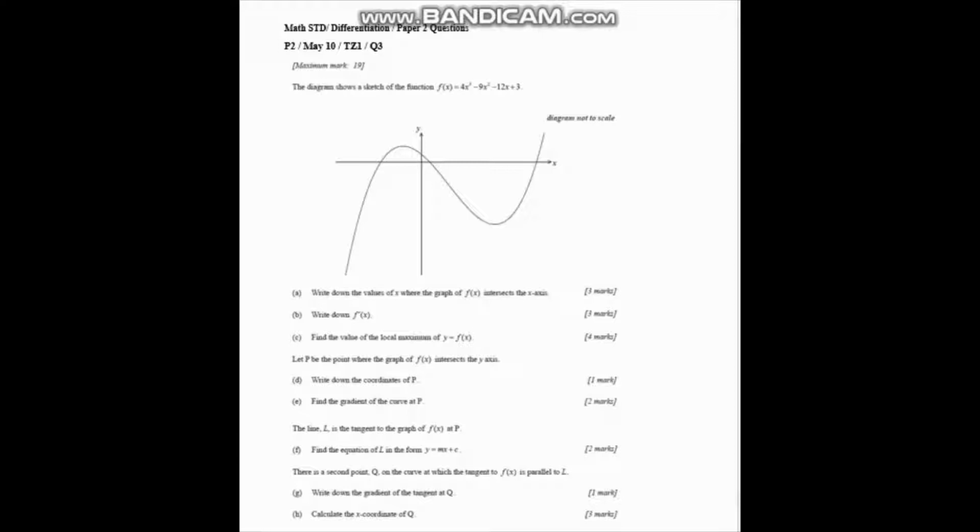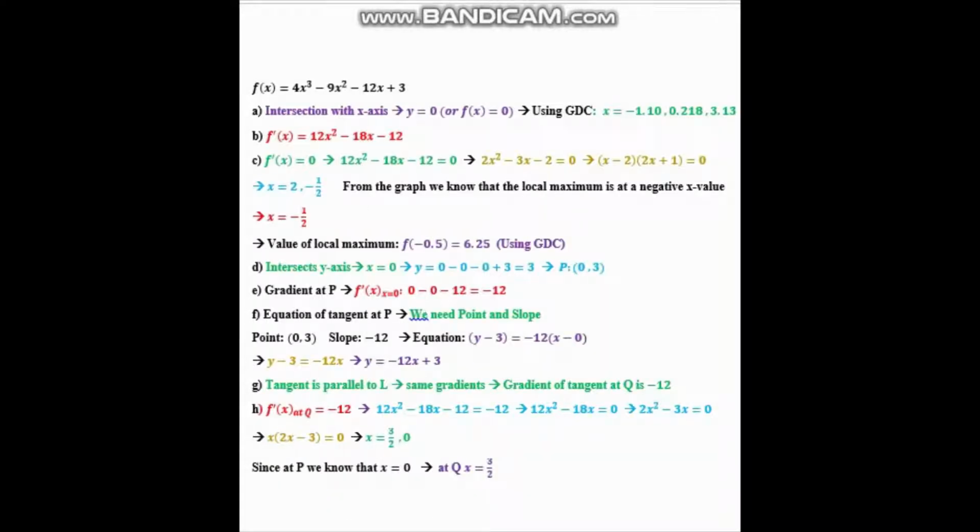We are then told that there is a second point Q on the curve at which the tangent is parallel to L, this line, and we are required to write down the gradient of the tangent at Q and then calculate the x coordinate of Q. So obviously in G this is pretty simple. The gradient of the tangent shall be the same as the gradient of L because they are parallel. Hence the gradient of the tangent at Q is negative 12, similar to the gradient of L because they are parallel.